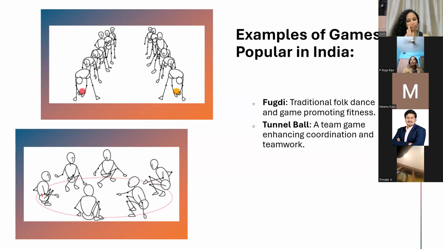Now at every stage, whether it is preparatory stage or middle stage or the secondary stage, children should be encouraged to play the local games. These local games help them to understand and develop so many things. Like you see, there are two examples given here, and a beautiful game here, Fuji.